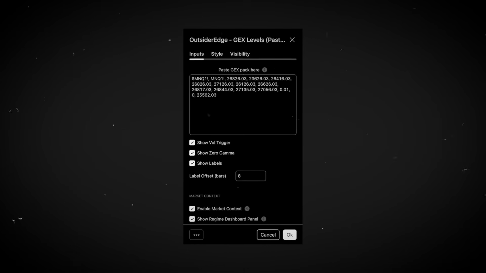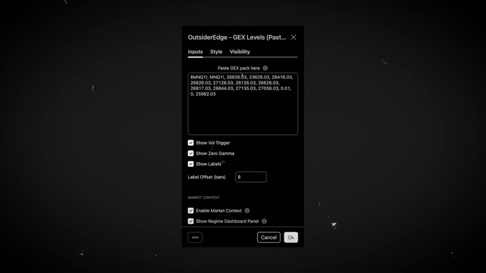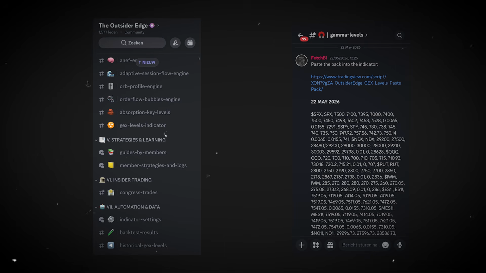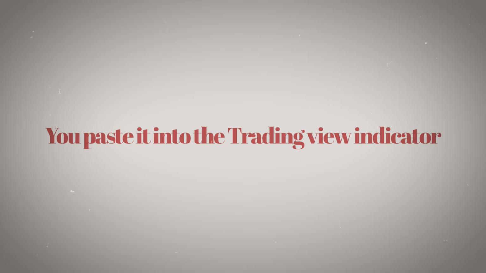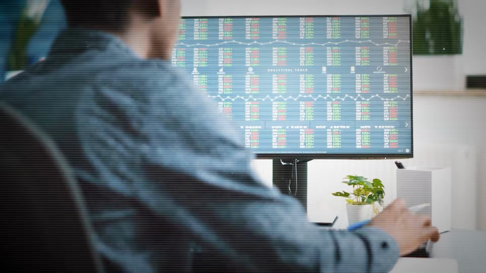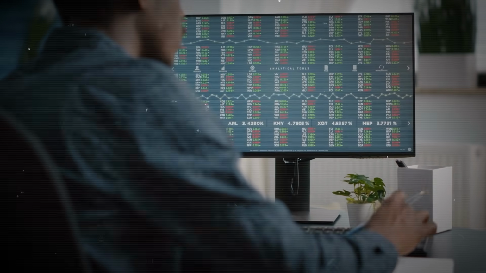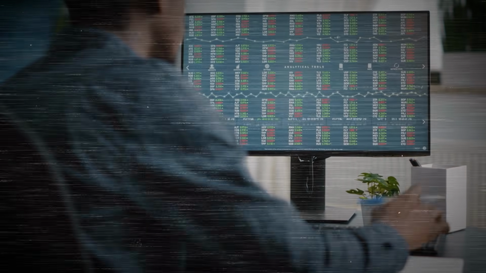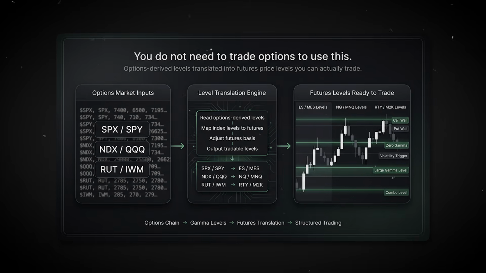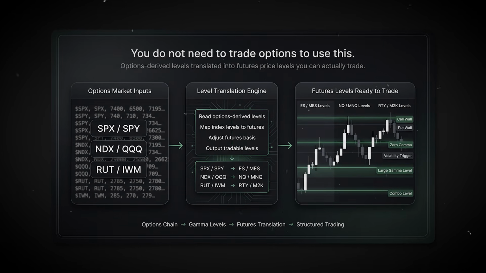So to recap, we calculate the levels every morning using our algorithm on the options chain. We post them before the market opens in our exclusive Discord. You copy the paste pack, you paste it into the TradingView indicator, and then you can trade those translated futures levels with structure already built in. And again, one more time because this part matters. You do not need to trade options to use this. These levels are already translated directly into futures price levels you can actually trade.